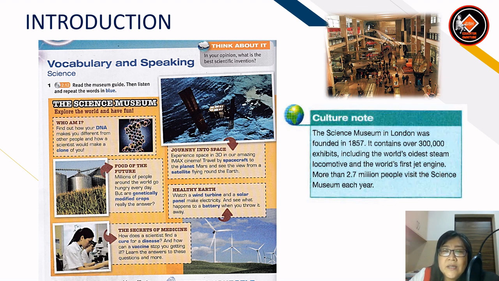The Science Museum in London was founded in 1857. It contains over 300,000 exhibits, including the world's oldest steam locomotive and the world's first jet engine. More than 2.7 million people visit the Science Museum each year.